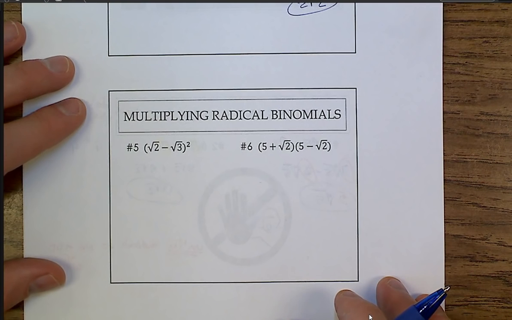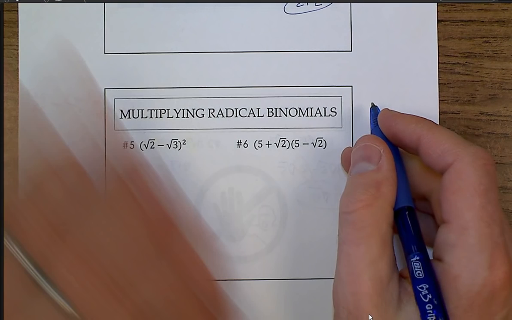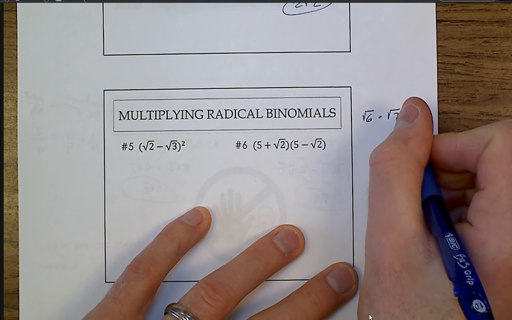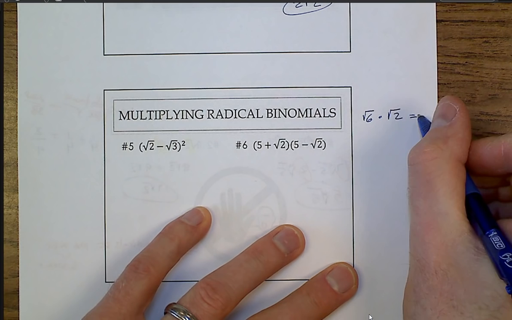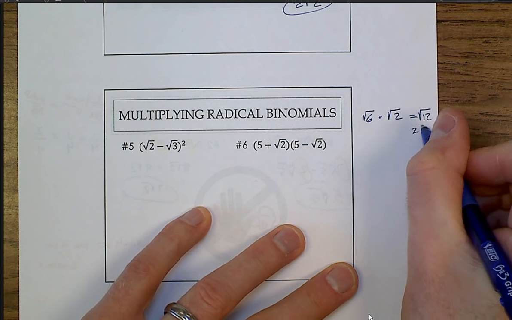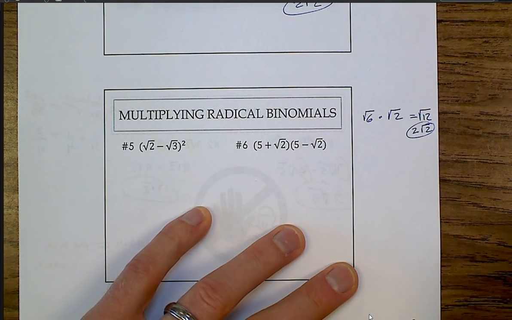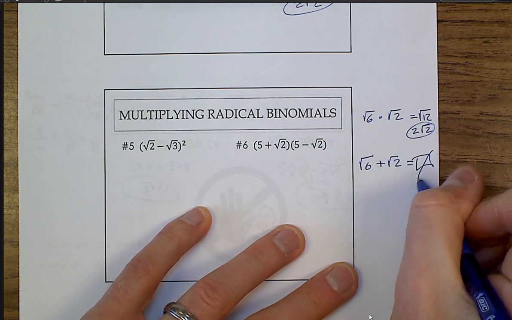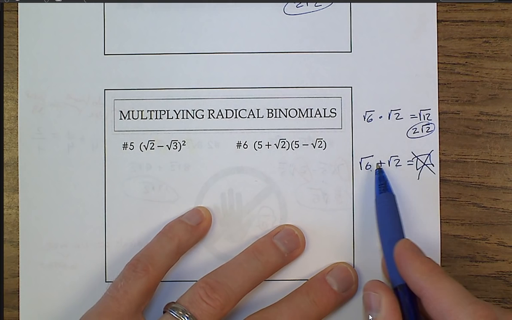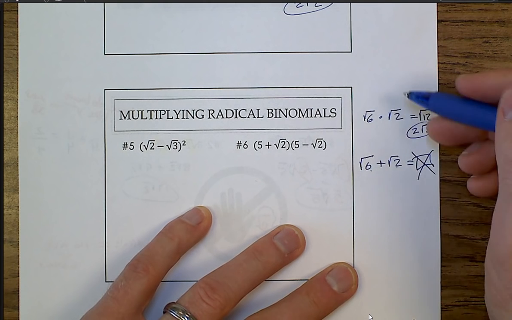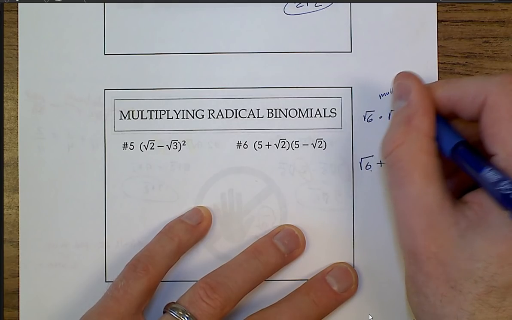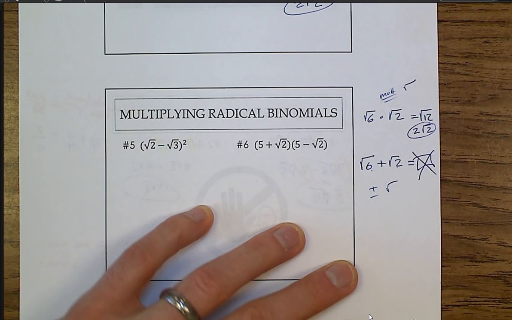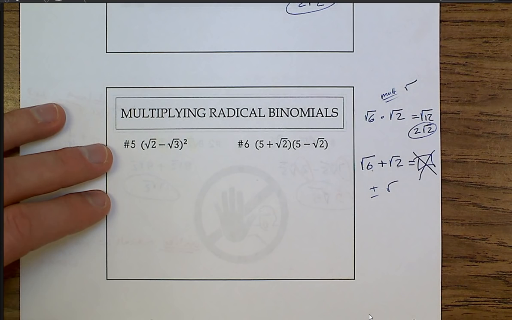All right, and off to the side, I'm going to give you just a quick review here. If you have radical 6 times radical 2, you can multiply those together to get radical 12, which breaks down into 2 radical 2. If you have radical 6 plus radical 2, that gives you nothing because these are unlike radicals. So make sure you understand the difference between multiplying with radicals and adding and subtracting with radicals because the rules are different and you can kind of get yourself crossed up if you're not careful.